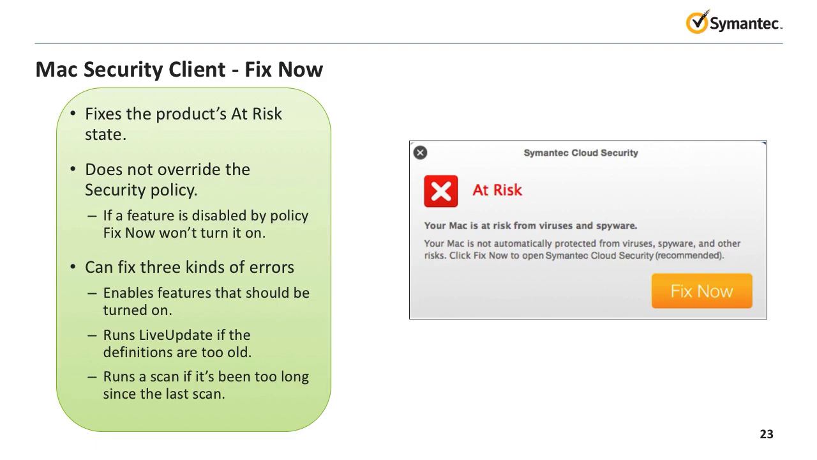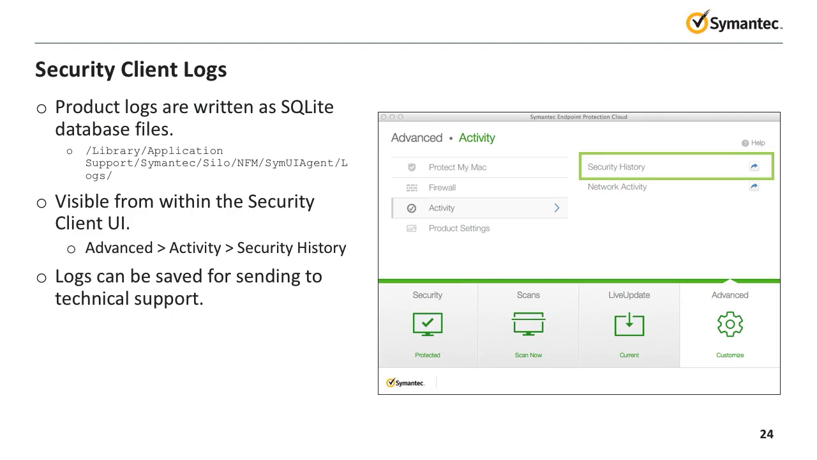It enables features that should be turned on, runs live update if the definitions are too old, and runs a scan if it's been too long since the last scan. Trigger values for these events are set automatically and are not configurable. Use Symantec Help Center for further details on these events. Security client log files are written as SQLite database files. Files are located in listed locations.